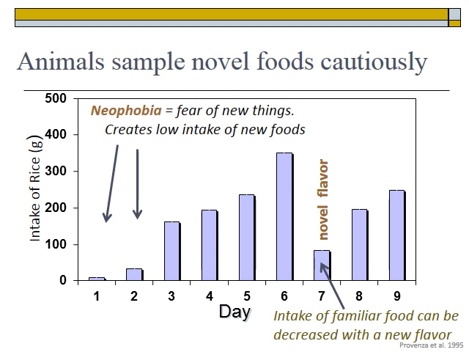Here was an experiment that Fred Provenza and colleagues did. He gave animals rice in this experiment. Rice was a new food for them. On day 1, they didn't eat very much of it at all. Day 2, they ate a bit more. By day 3, they were eating it pretty well, and intake increased on day 5 and day 6.